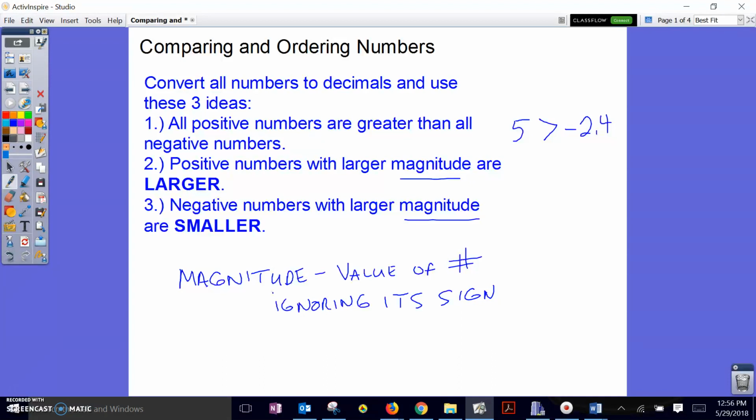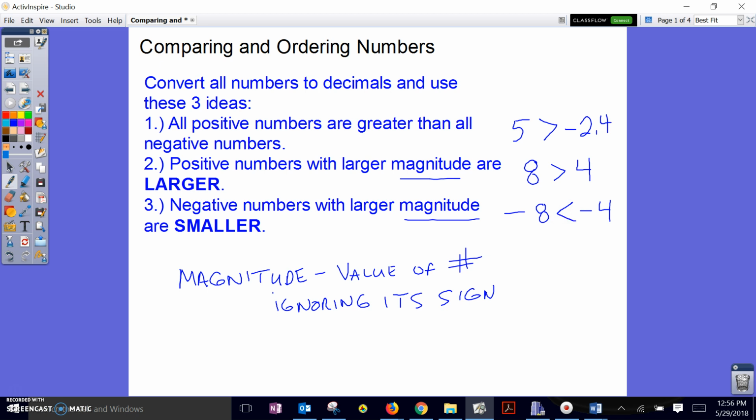So positive numbers with a larger magnitude are larger. For instance, 8 is bigger than 4 because they're both positive, and 8 has a larger magnitude than 4. Negative numbers with a larger magnitude are smaller. For instance, negative 8 and negative 4: if I compare those, they have the same magnitudes as the numbers in the previous pair, but in this case they're negative. Well, negative numbers with a larger magnitude are smaller, so negative 8 has a larger magnitude than negative 4, so negative 8 is going to be smaller than negative 4.